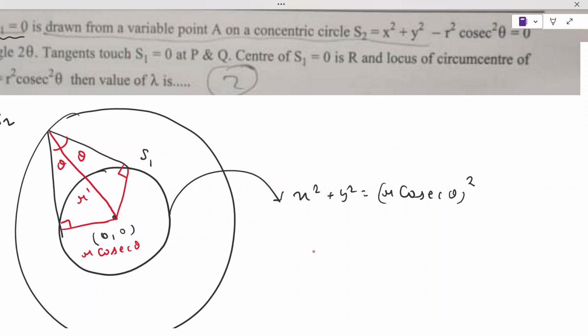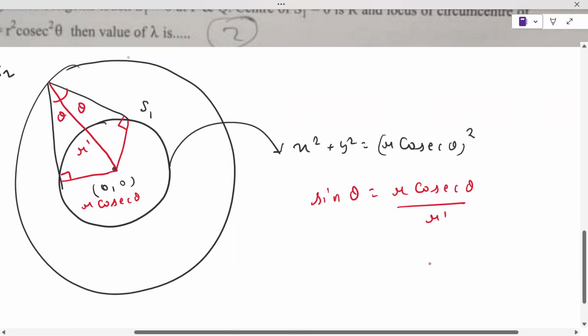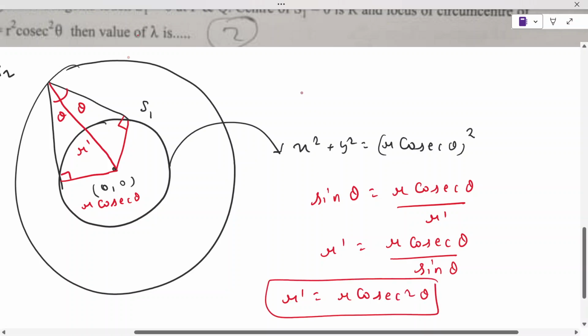So I can write sine theta is r cosec theta upon r dash, right? So I can write r dash as r cosec theta by sine theta. So r dash is r cosec square theta. Got it? So the outermost circle, S2, has the equation x square plus y square equal to (r cosec square theta) whole square, with the same center.